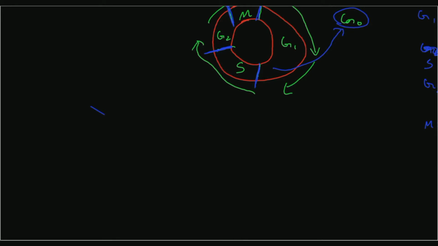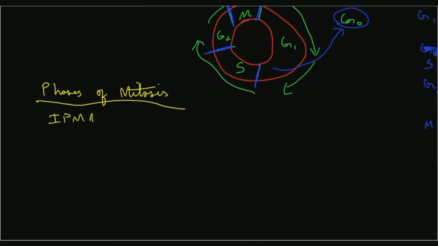Alright, phases of mitosis. Okay, so an easy way to remember this is by using the acronym IPMAT. Okay, and so this will basically, it's just what happens in mitosis.